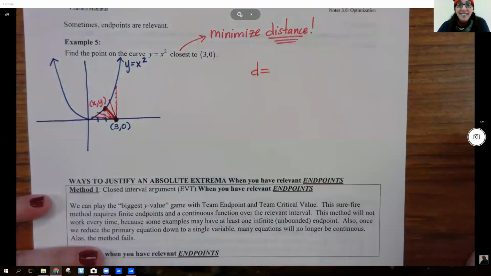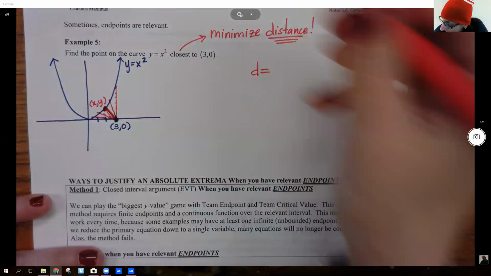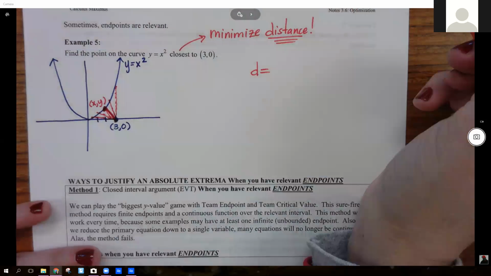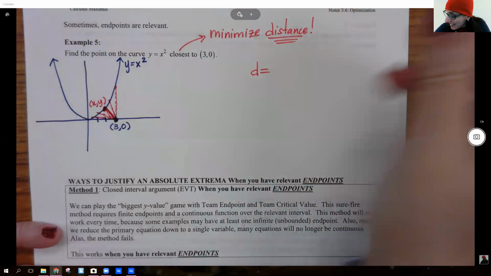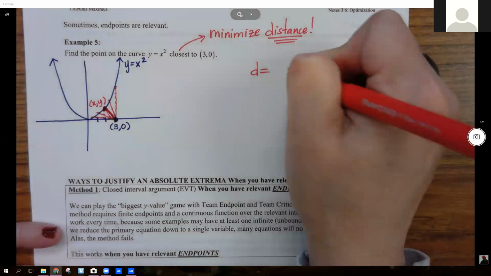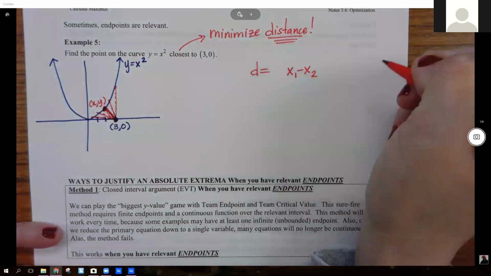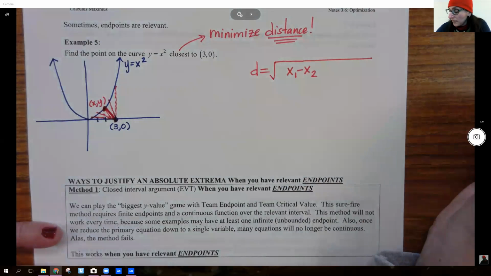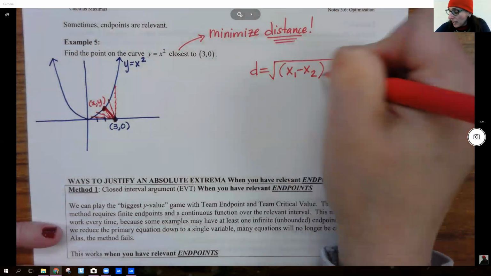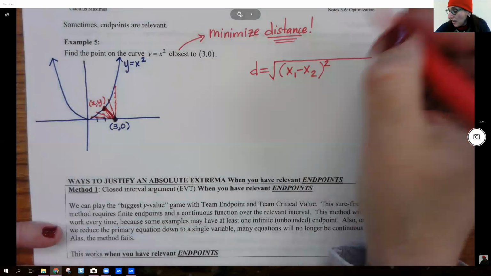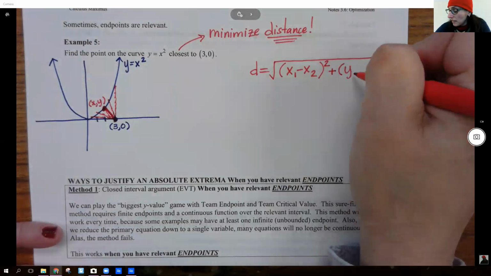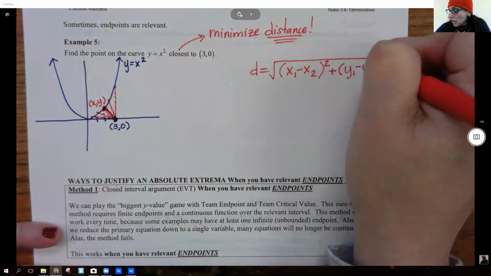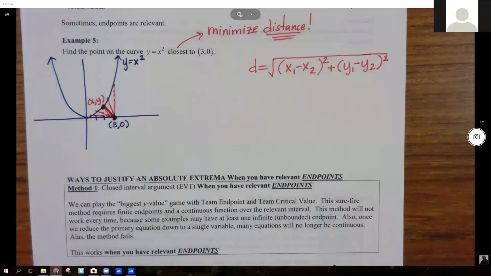anybody remember it? Isn't it like x minus x2 minus y2 or something like that? Kind of. There's a big square root. And then you got these things, and that's squared. And then plus, and then you got these things, squared. That's your distance formula.